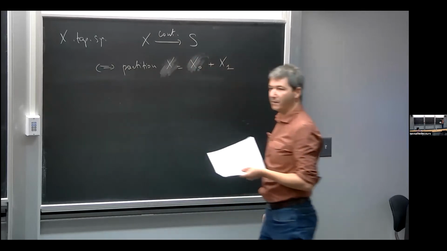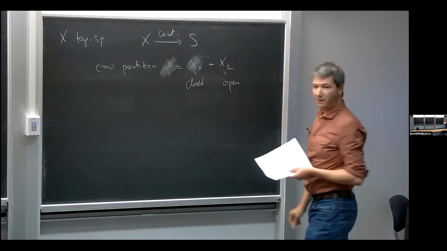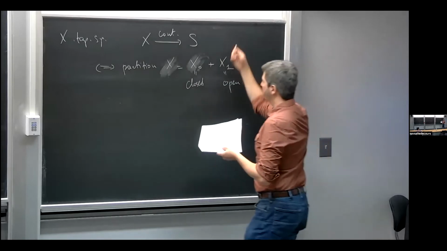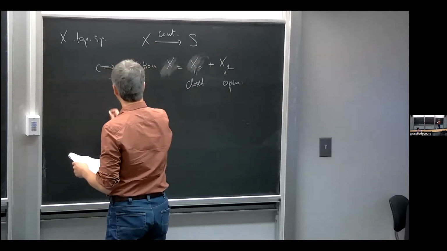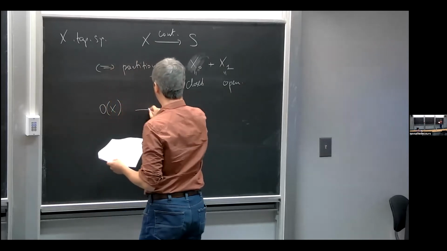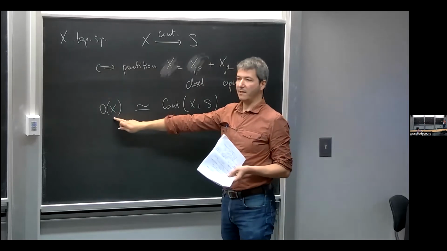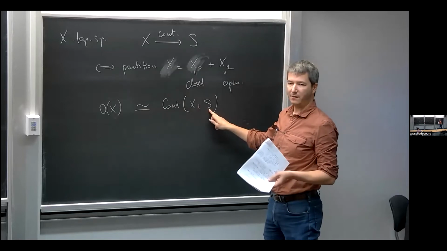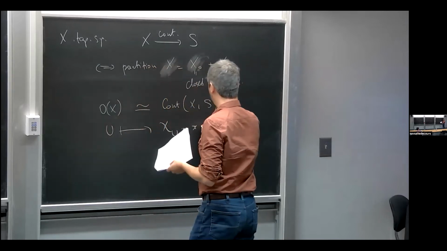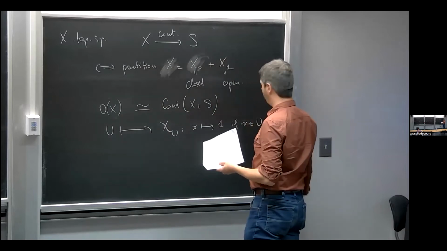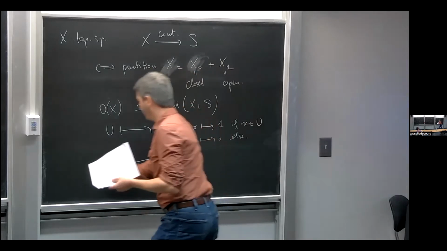And 1 being open, the preimage of 1 is going to be open, and the preimage of 0 is going to be closed. And so it's a partition into an open and a closed complement. And so because of that, there's a bijection between the open subsets of X and continuous functions from X to S. So to an open, I associate the characteristic function, whose value is 1 if x is within the open, and 0 else. And in the other direction, I get the preimage.